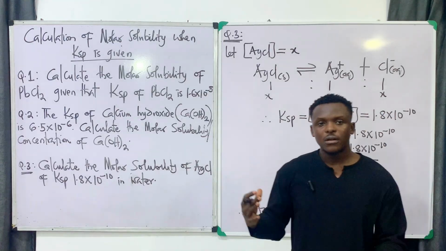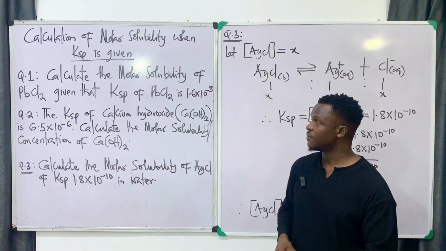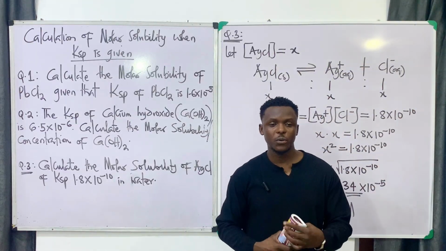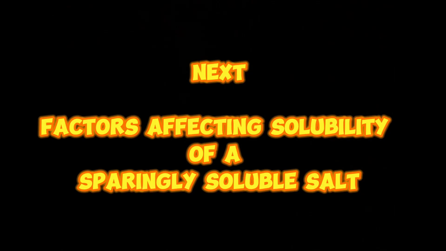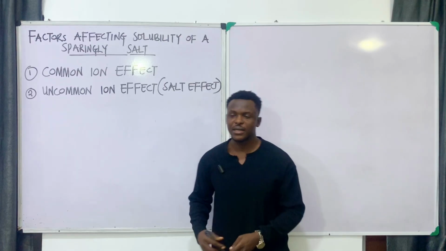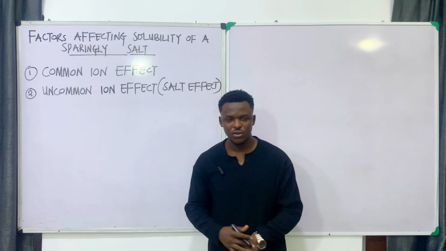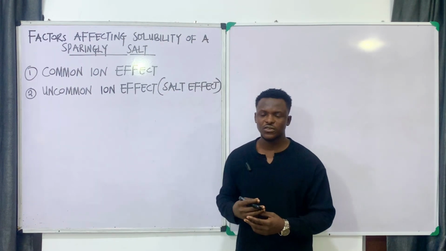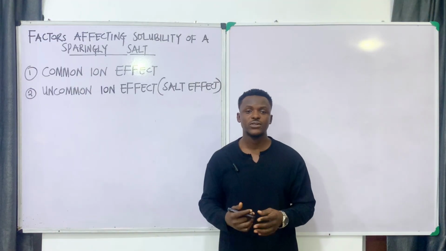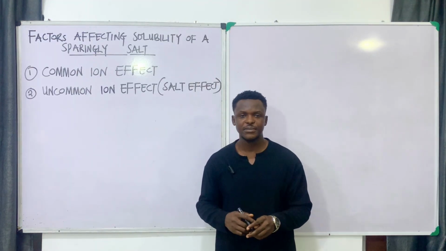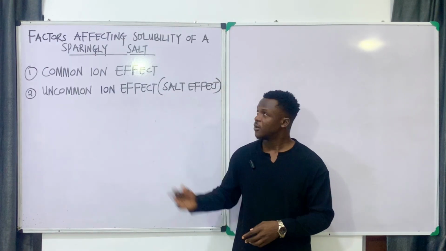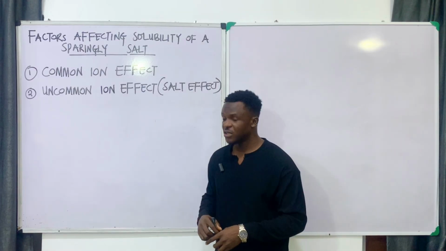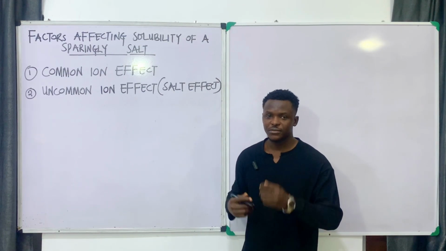Okay guys, so we've come to the end of the first part of Ksp. The next topic we're going to be looking out for is factors that affect molar solubility: factors affecting solubility of a sparingly soluble salt. In the previous videos, we saw how we can calculate the molar solubility of a sparingly soluble salt when Ksp is given and vice versa. I also treated with us how to write the Ksp expression. So the next one is to look out for the factors that affect the solubility of a sparingly soluble salt.